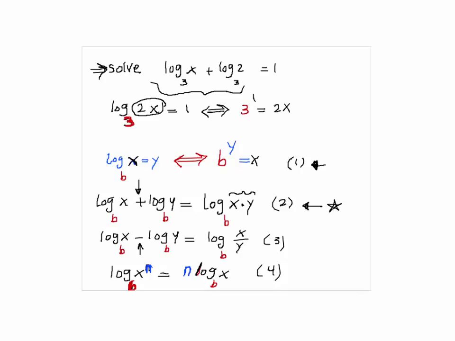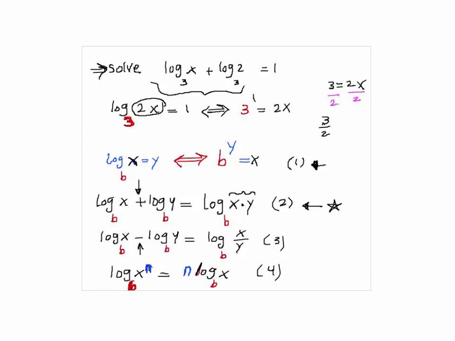Now we're going to solve for x. So what is x here? How do you solve for x? 3 is equal to 2x. What is x? 3 over 2. You just divide both sides by 2, and you're done. So it's 3 over 2.